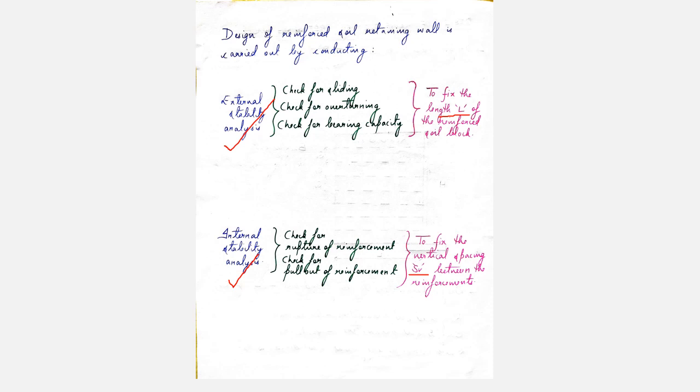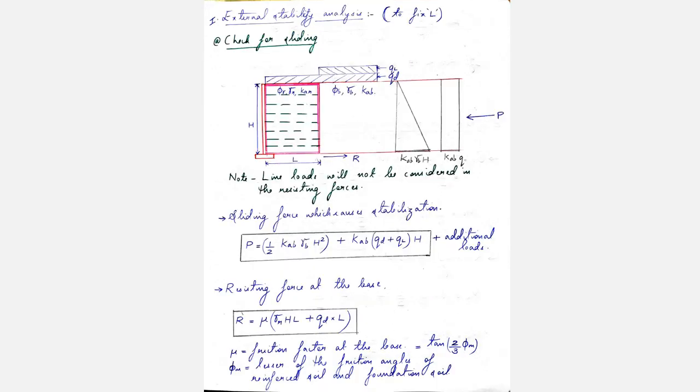Now in internal stability analysis also there is a third chance of failure due to a poor interconnection between the facing panel and reinforcement. Okay, so that is also a type of failure which can happen internally for the retaining wall. So we'll start with the external stability analysis here. External stability analysis is done to fix the length of the reinforcement. Okay. So the first part of external stability analysis starts with the check for sliding failure, sliding type of failure.